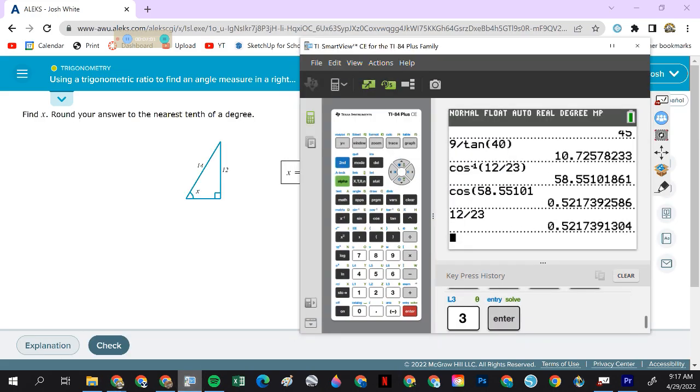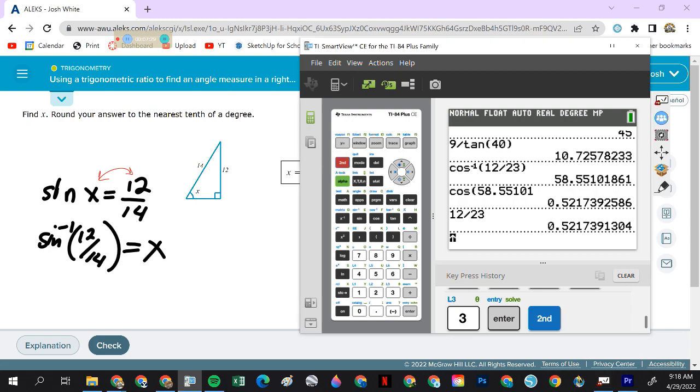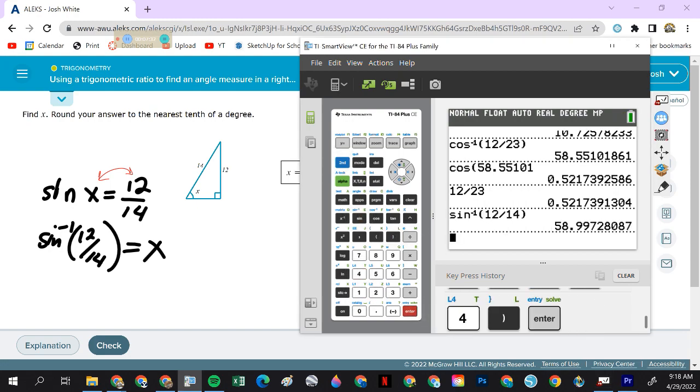Calculator. Which trig ratio do I need to pick here? Well, I know that the sine of x is 12 over 14. So I want to do the inverse. The sine inverse of 12 over 14 will tell me how big angle x is. So the sine inverse of 12/14 gives me 59 degrees. It wants us to round to the nearest tenth, so it'll be 59.0.